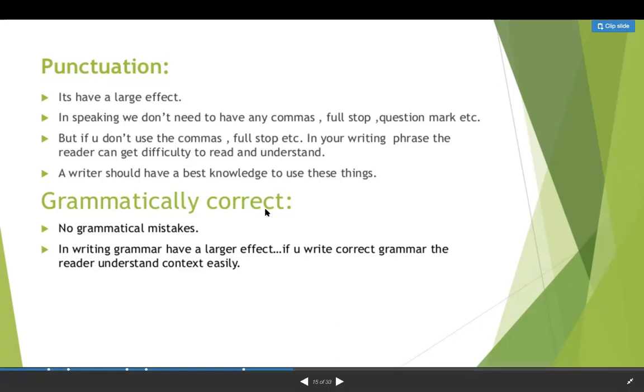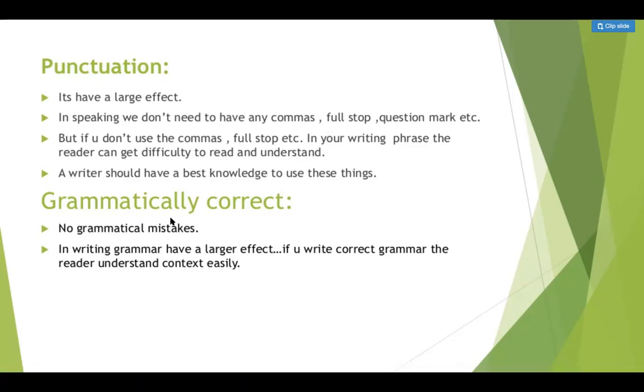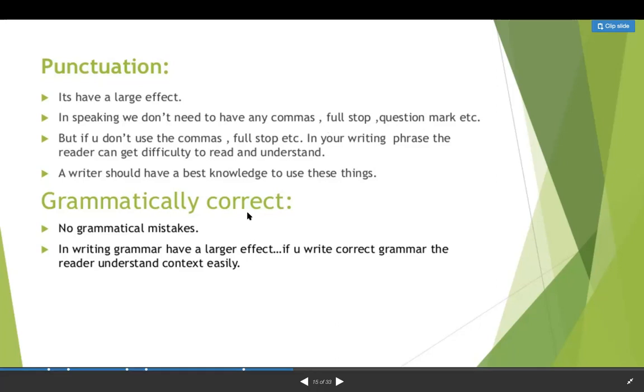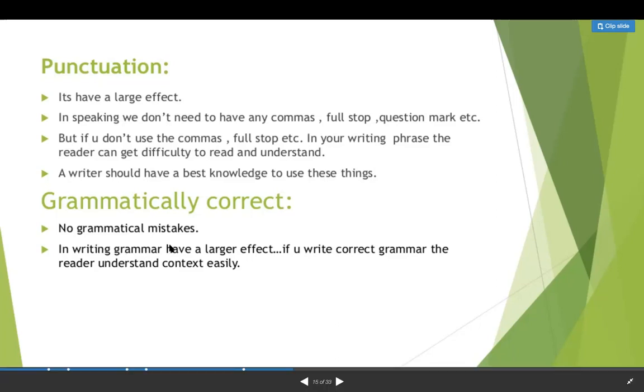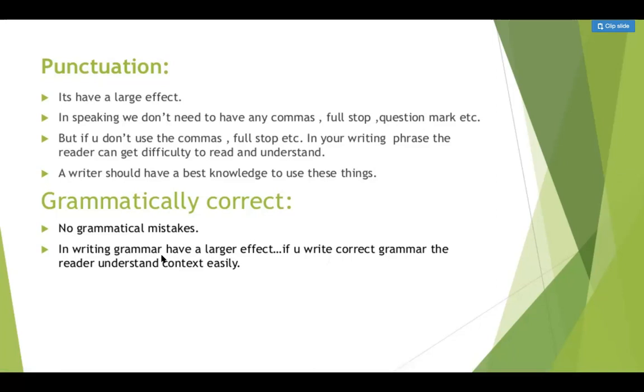Okay, grammatical accuracy. I think it's hard for everyone when it comes to writing, for me as well. To me, grammatical accuracy is all about proofreading. Once you proofread, you reread it again, and you are going to find some mistakes that you can correct, okay? No grammatical mistakes, yeah, it would be great if it is like that. In writing, grammar has a large effect as well. If you write correct grammar, the reader understands the context easily. For example, if you talk about a past event, you need to use past form. If you are going to talk about cause and effect, you need to use if conditional sentences that we've been studying together last week, I guess.